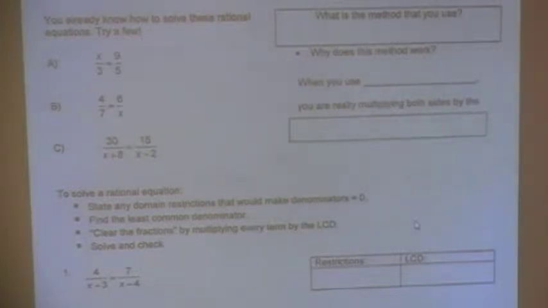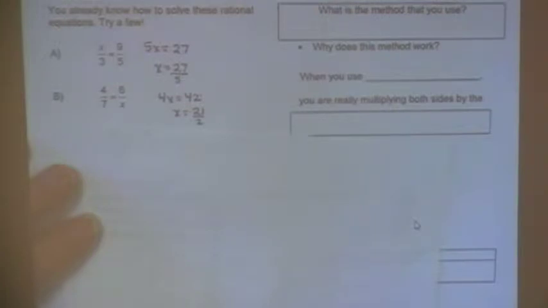Okay, so does everybody have an answer on A? Okay, what'd you get? 27/5? That's it, 27/5. I'm not even going to tell you because that's what cross multiply makes, right? So on B, did you do B? And get 21 halves? Yes. Everybody good? Okay, so now C, it's still the same process.